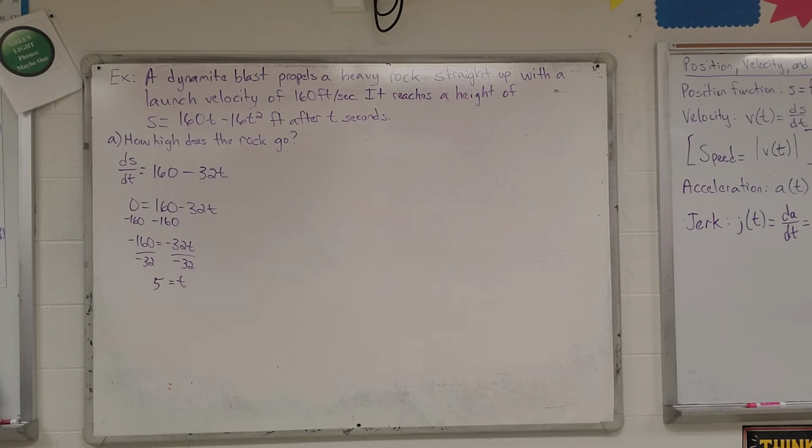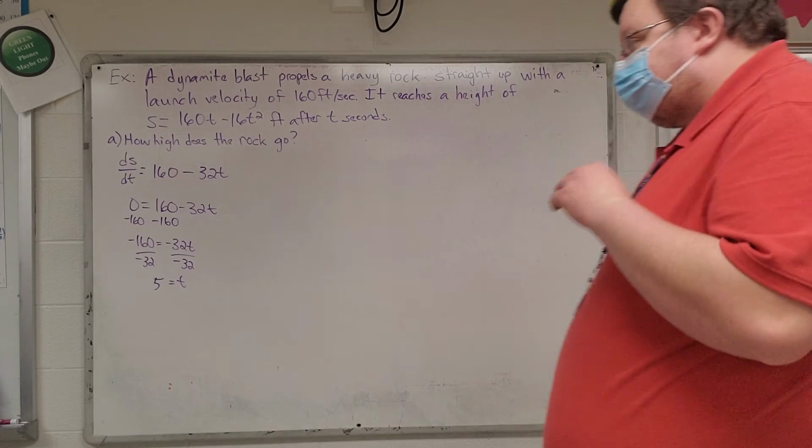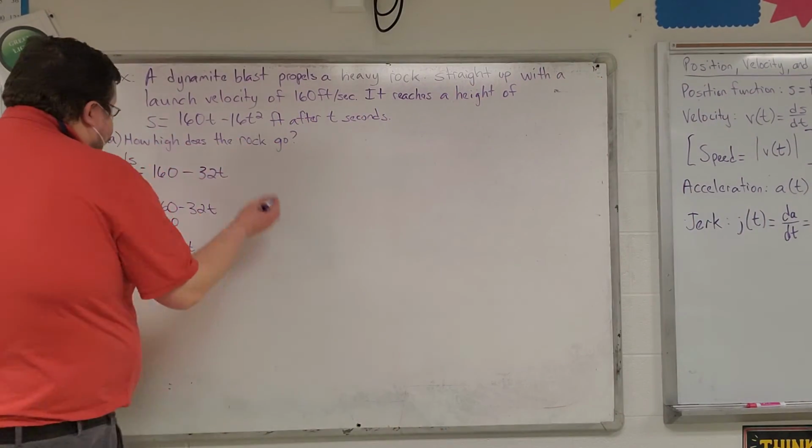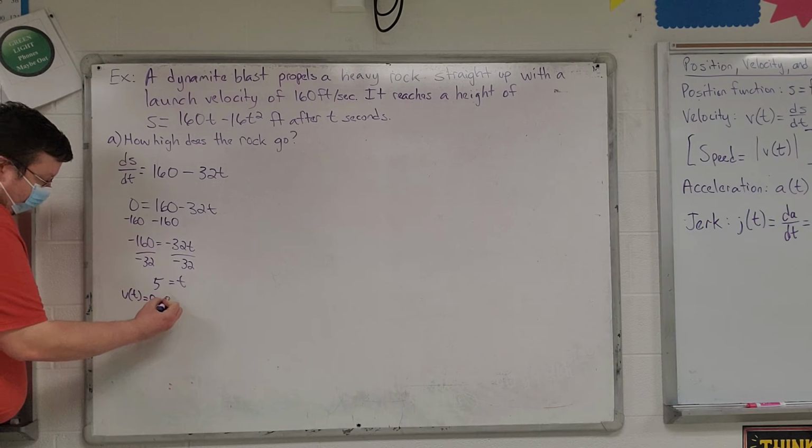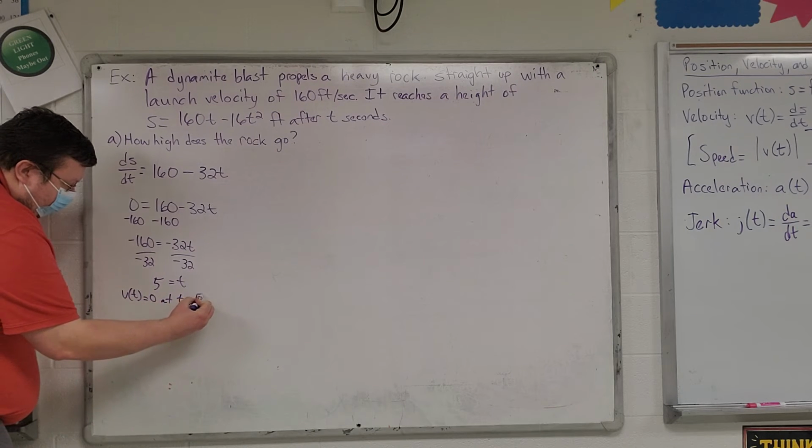But what can we do with that? Plug it back into our position function, because that'll tell us where it's at that instant. So we know it occurred at time equals 5 seconds. Now we just got to figure out where were we at time equals 5 seconds. So we're going to plug that back into the position function to answer this question. So this means that velocity is 0 at time equals 5.